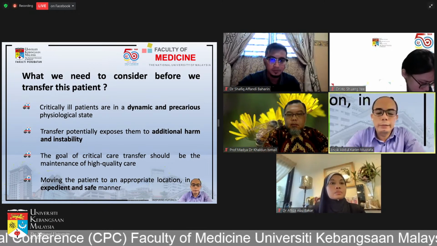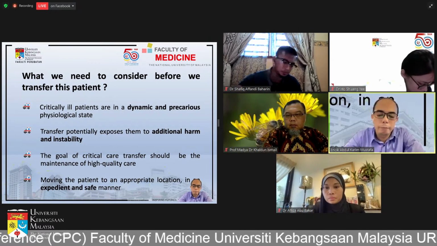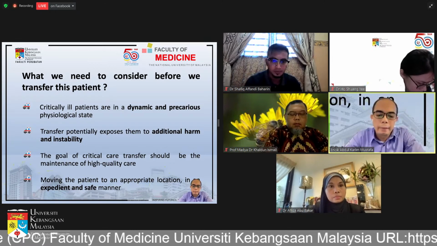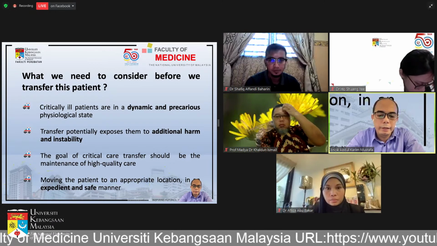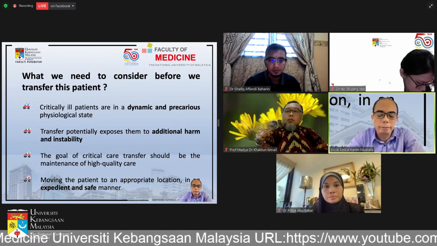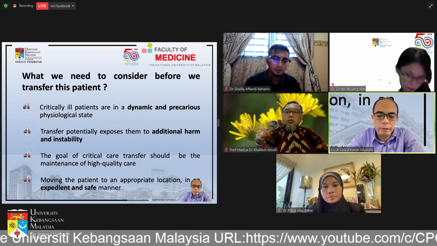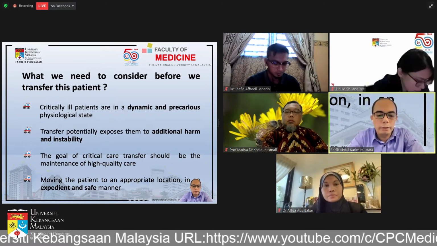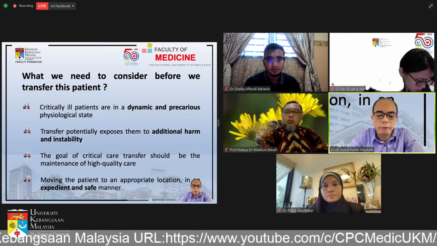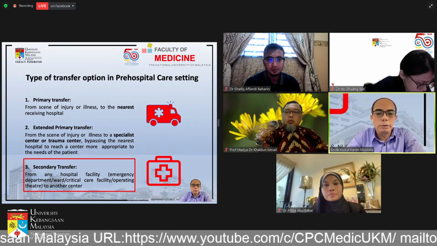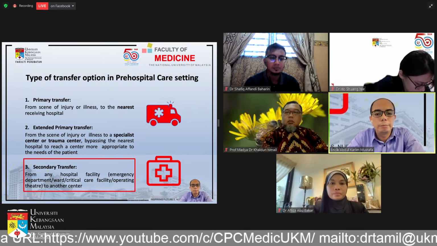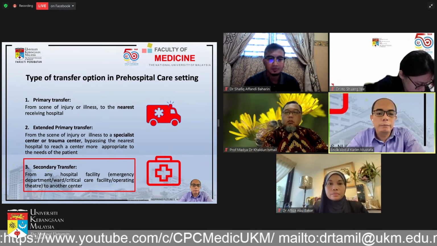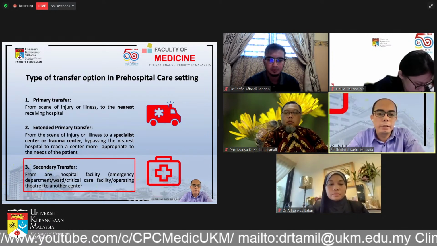From studies in Malaysia and also from outside, the most accidents involving an ambulance happen during the daytime. So we have to avoid that if we want to transfer, and we have to make clear what kind of case we transfer and the benefit to the patient. So we can see some definitions of the transfer options in the pre-hospital setting. The first one is the primary transfer. What do we mean by primary transfer?